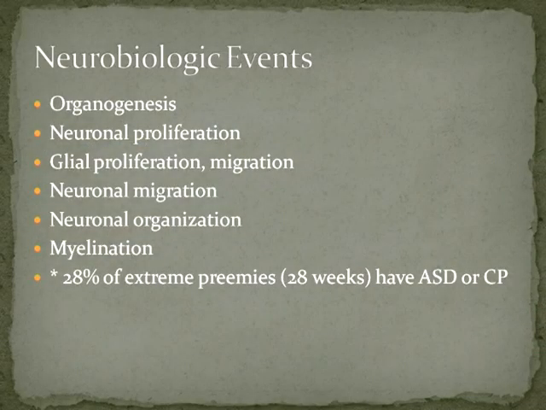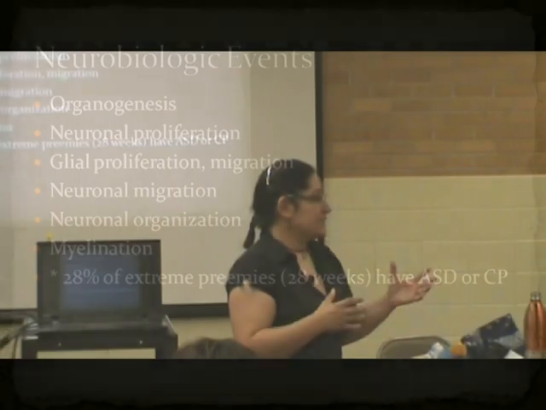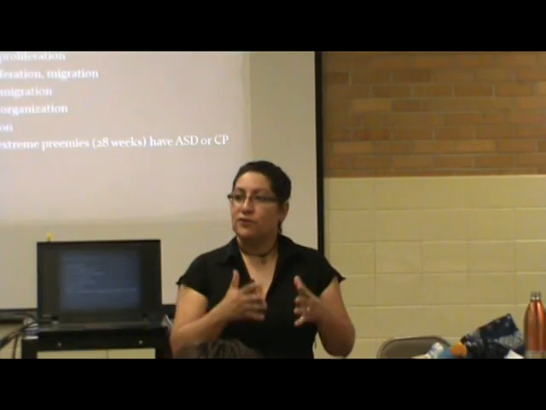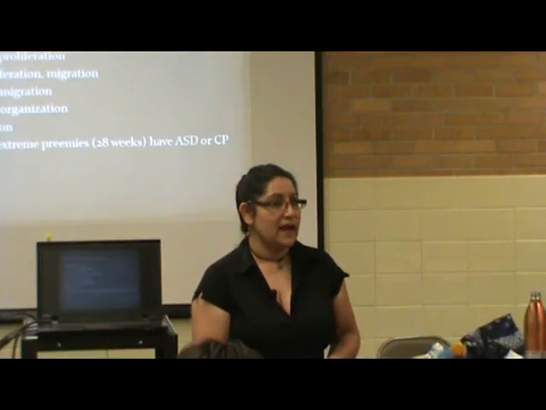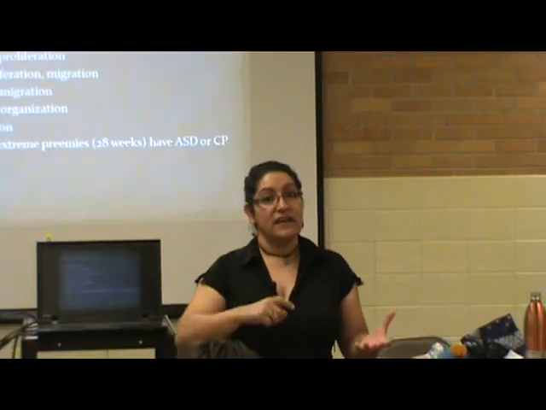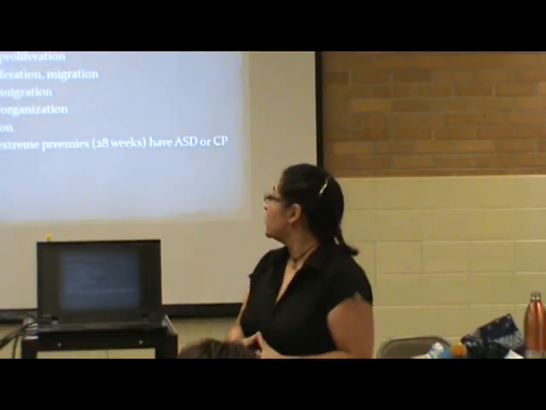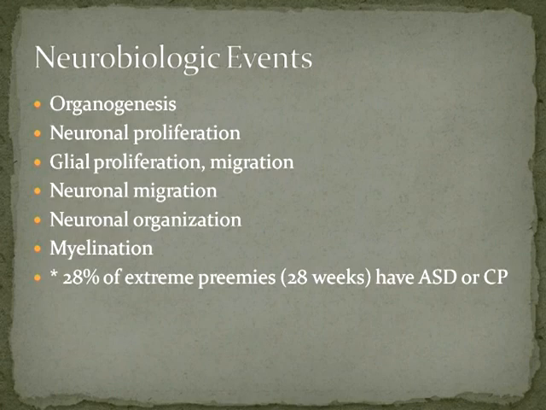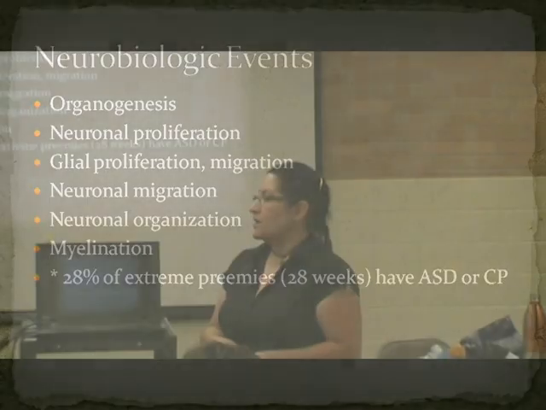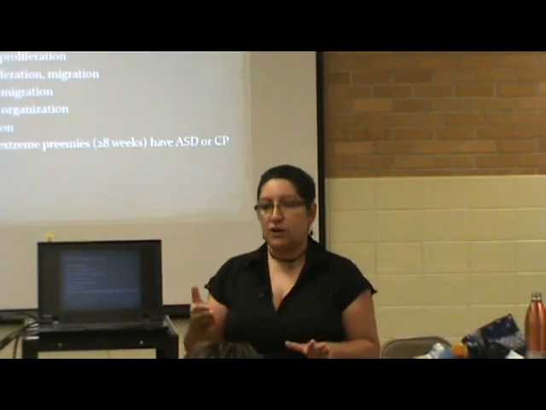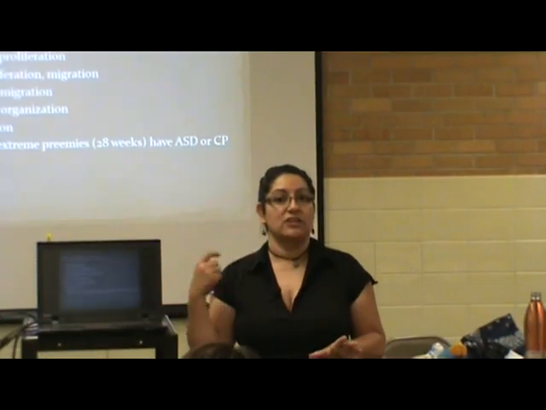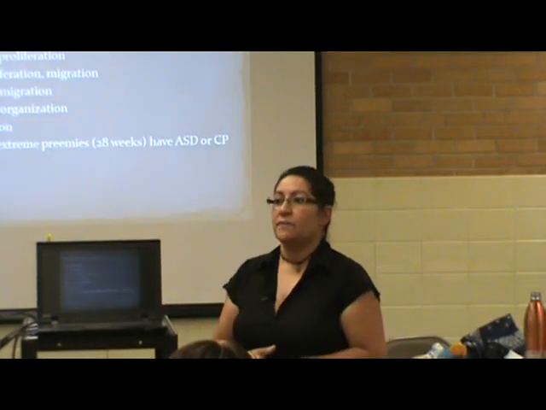Glial proliferation and migration. What's a glial? A glial is a little helper that helps your neuron. It helps give it nutrients. It helps with the myelinization, which helps in the speed and connectivity of that neuron. So it's very important. Neuronal migration, we were talking about the A, B, and C cells, neuronal organization, myelinization period, because the more something is myelinated, the faster it can go. There are certain progressive degenerative disorders that actually attack that myelin sheath and then slowly over time cause things to degenerate.